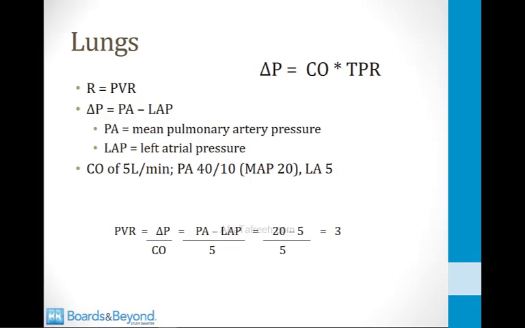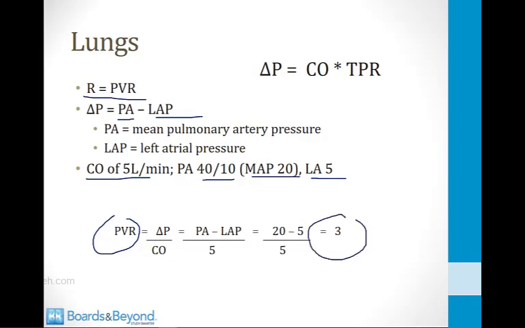So in the lungs, the resistance is the pulmonary vascular resistance. The delta P is pulmonary artery pressure minus left atrial pressure. If we're given a cardiac output of 5 and a pulmonary artery pressure of 40/10, the mean pulmonary artery pressure is 20. The left atrial pressure is given as 5. We can then calculate the pulmonary vascular resistance, and if you plug all these numbers in, you will get a PVR that's equal to 3.